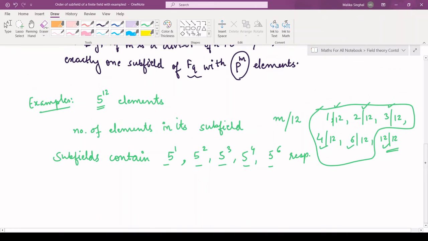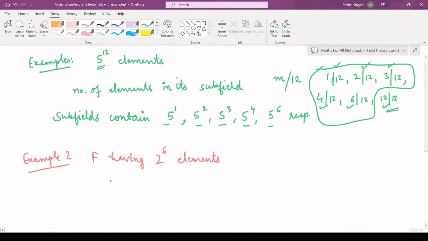So let us look at another example. Example number 2. Let us take a field F having 2 to the power 6 elements. So our guess would be that the subfield may contain 2 to the power 1, 2 to the power 2, or 2 to the power 3, or 2 to the power 4, or 2 to the power 5, or 2 to the power 6 elements within it, right?